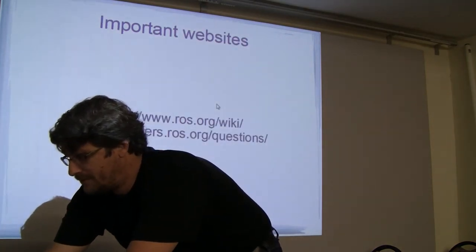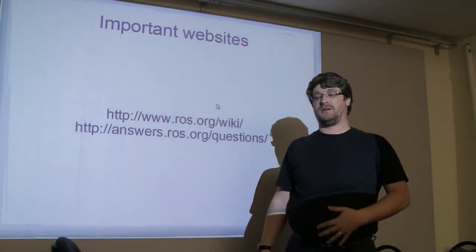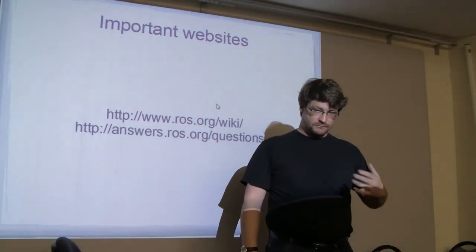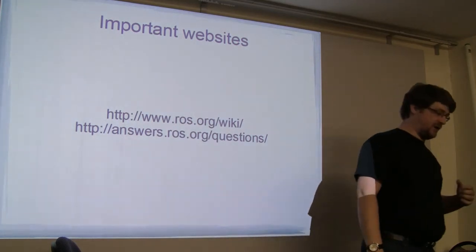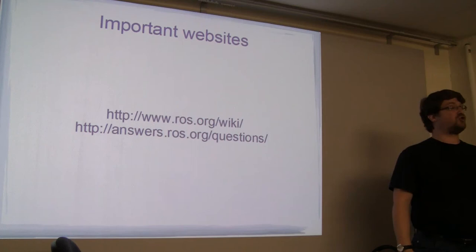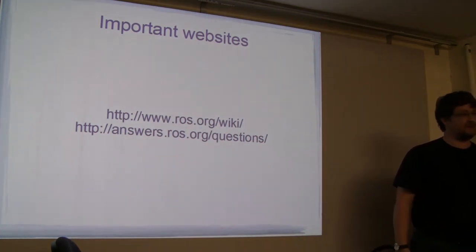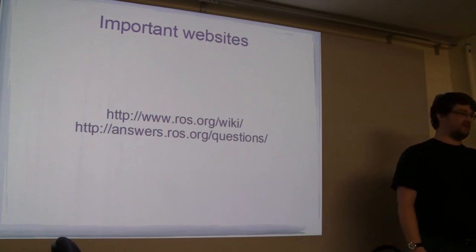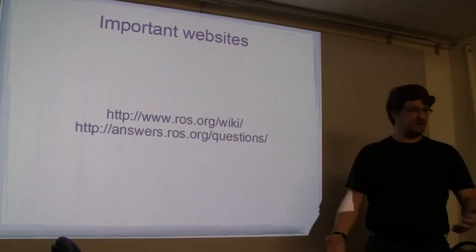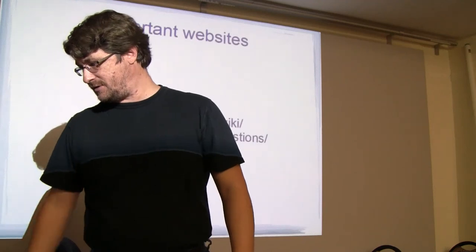There are some important websites, the wiki, and answers.ros is really nice. They cover a whole lot of things related to "I screwed up and I can't install this package." You can search it. It's kind of like a Stack Overflow Q&A style place. And if your answers aren't there, you can ask the question and it will provide the result. There are hundreds of people who like to provide the results for that. And I'm not going to do Q&A yet because Paul's going to do his demonstration first.